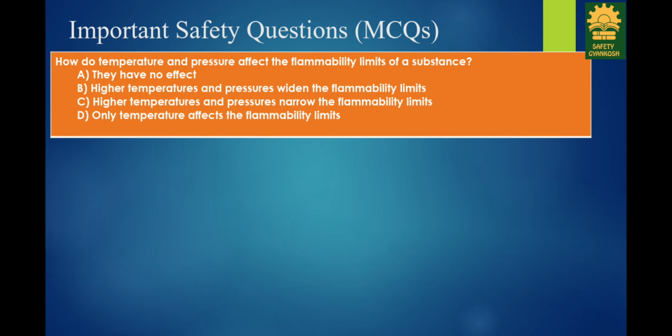How do temperature and pressure affect the flammability limit of a substance? A. They have no effect. B. Higher temperature and pressure widen the flammability limit. C. Higher temperature and pressure narrow the flammability limit. D. Only temperature affects the flammability limit.